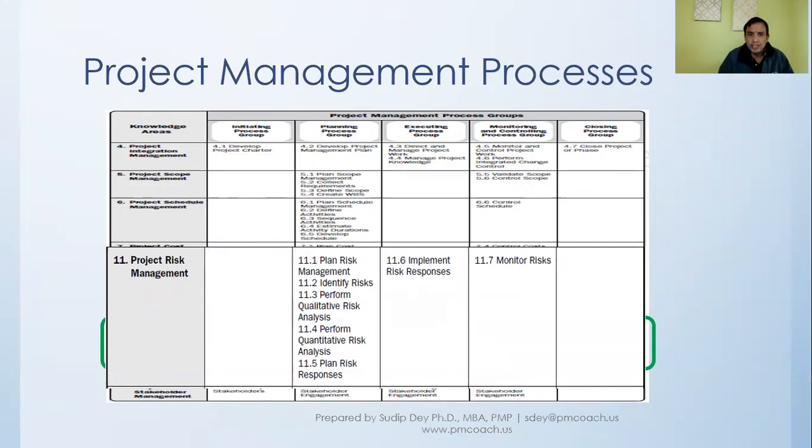Now, this is quite an important knowledge area, and of course, its application varies from project to project, in the sense that complex projects need more attention to risk management than simpler projects. We'll cover this in 2 sessions. Today we'll do 3 processes, and the rest we'll take up in our next session on Monday.